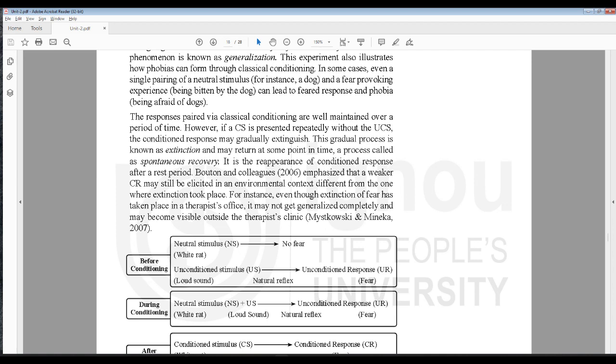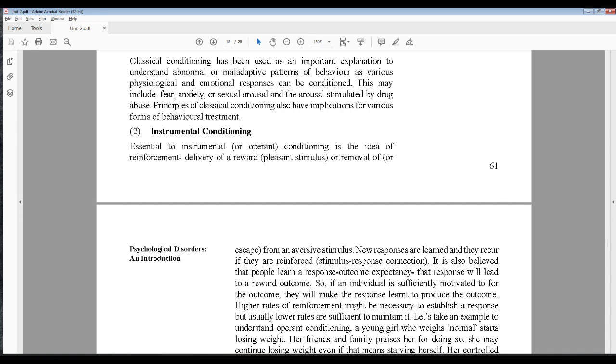Bouton and colleagues, 2006, emphasized that a weaker CR may still be elicited in an environmental context different from the one where extinction took place. For instance, even though extinction of fear has taken place in a therapist's office, it may not get generalized completely and may become visible outside the therapist's clinic. Mystkowski and Mineka, 2007.